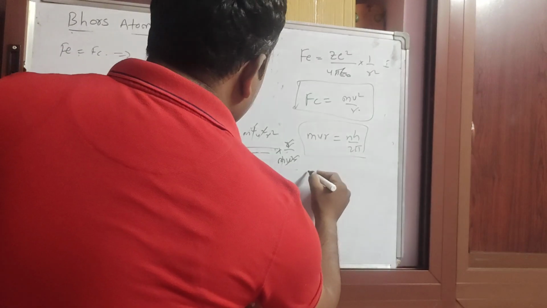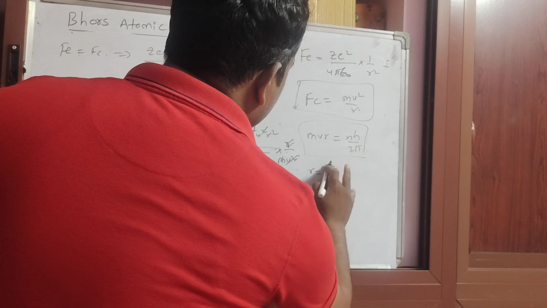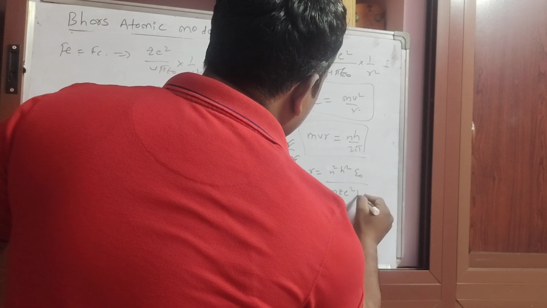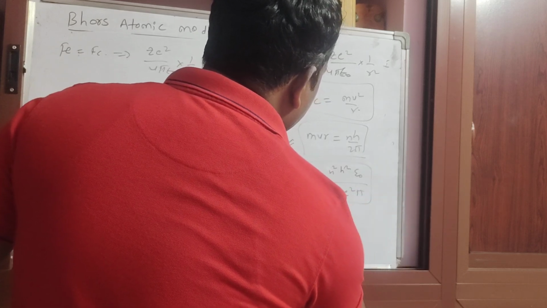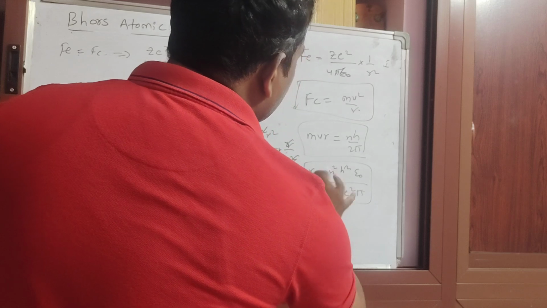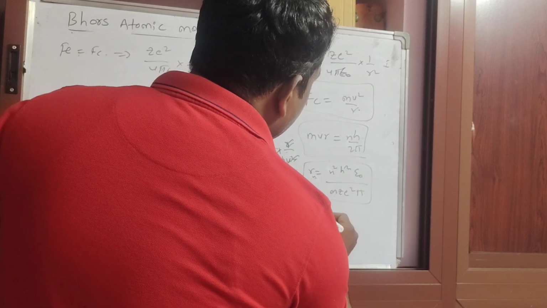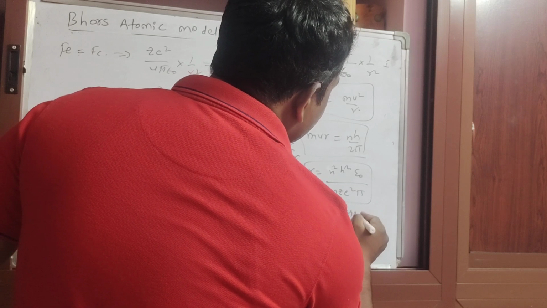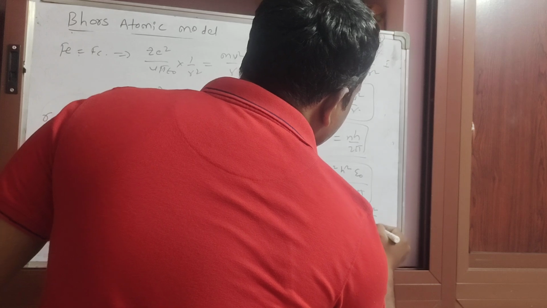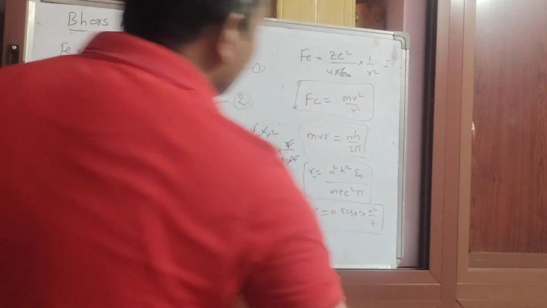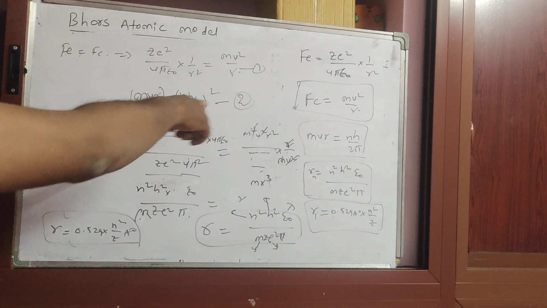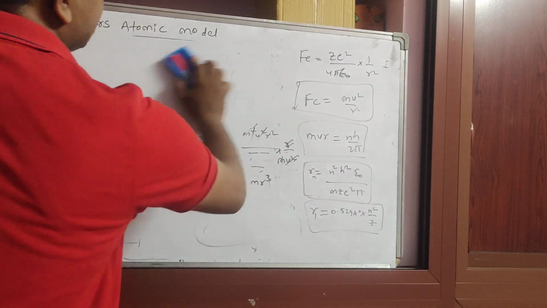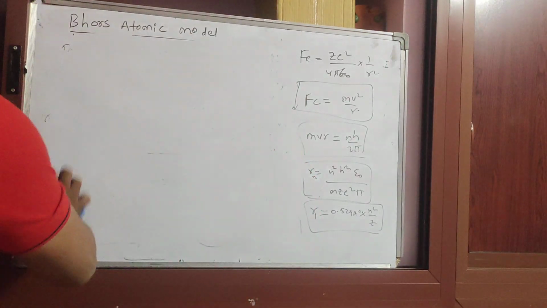Radius is equal to n square h square epsilon naught by m Z e square pi. This is the radius of the nth orbit. If you take the radius of the first orbit, it is 0.529 angstroms into n square by Z. This is the formula of the radius of the electron orbit. If you remember, this formula is very important.